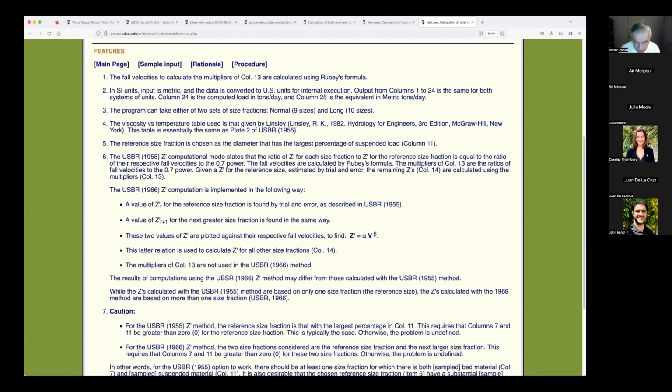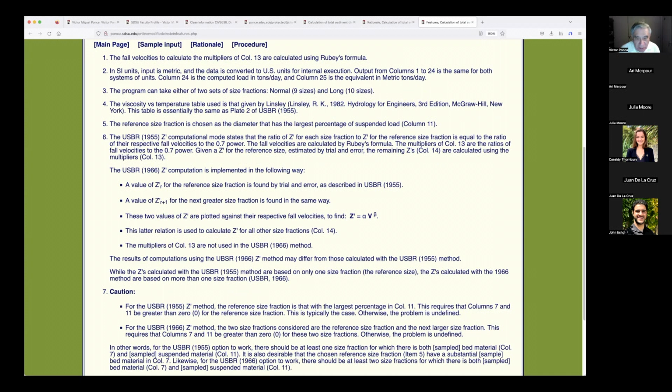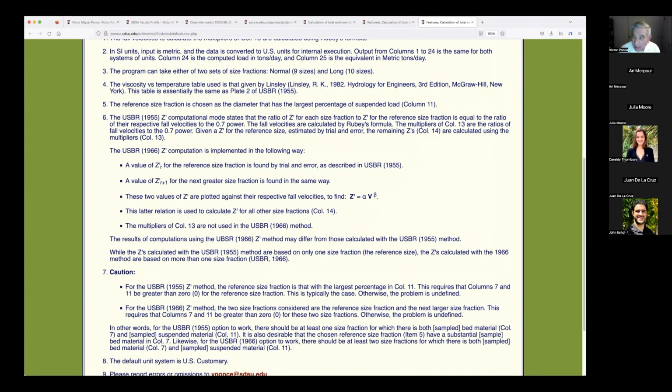Okay, so it's this equation here, Z prime equals alpha times fall velocity to the beta. With the alpha and the beta, once this relation has been determined, then we can calculate Z prime for all the other size fractions. That's called the Lara methodology. The multipliers are not used.